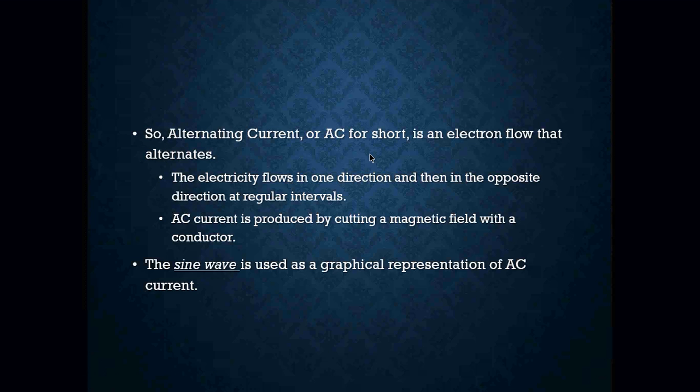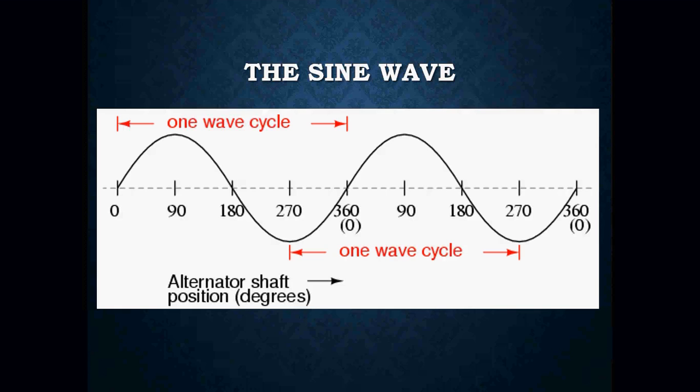So alternating current, or AC for short, is an electron flow that alternates. The electricity flows in one direction, and then it flows in the opposite direction at regular intervals. Now, AC current is produced by cutting a magnetic field with a conductor. We can look at that magnetic field and how it flows through a sine wave. A sine wave is used as a graphical representation of AC current.